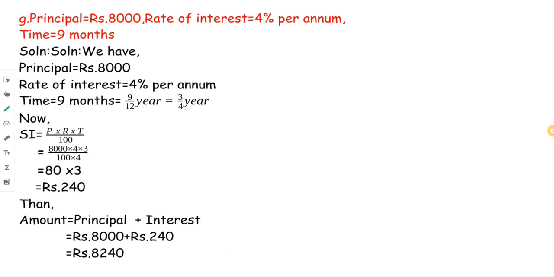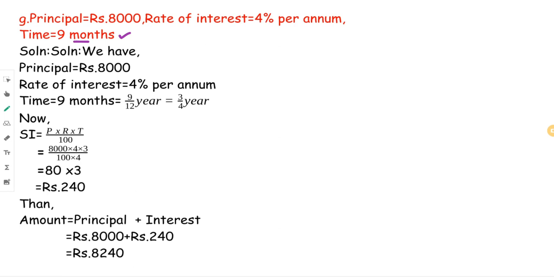Okay, continuing with question number G. They've given us a principal of rupees 8,000. The rate of interest is 4% per annum. Now when you look at the time, it is in terms of months here, right? All the previous questions we did were in terms of years, right? 1 year, 2 years, 4.5 years, 3.5 years, like that. So one thing, just understand that this month has to be converted in terms of year before we solve.